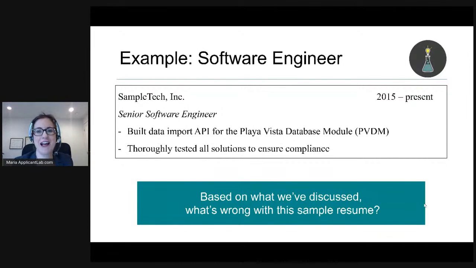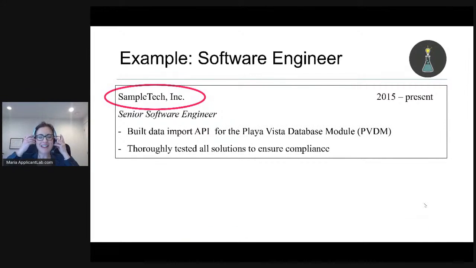Okay. I can't actually see your comments, so I'm just going to keep going. I'm going to assume that at least one person has written a comment. All right, so now let's dissect what is suboptimal about this example that we put here. Let's start off with the Sample Tech Inc.